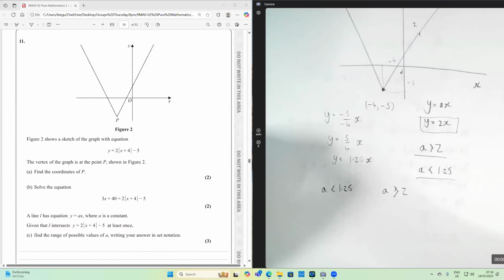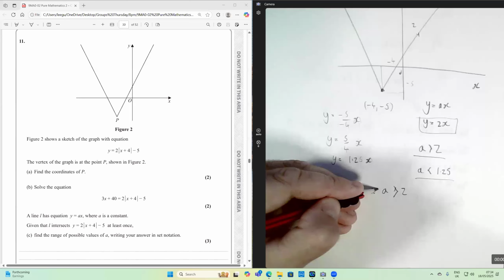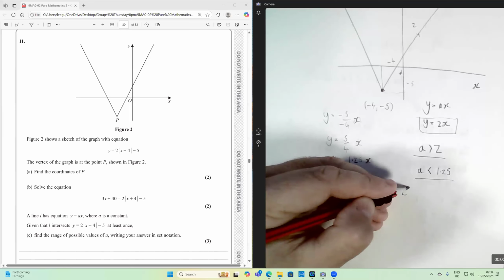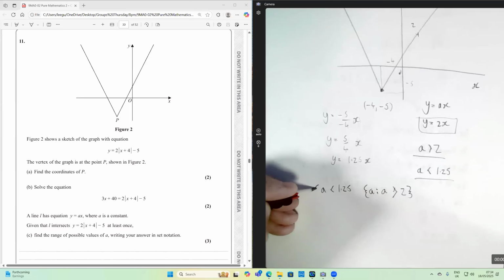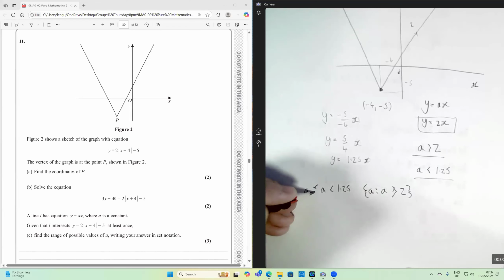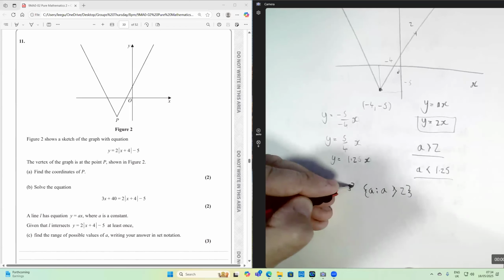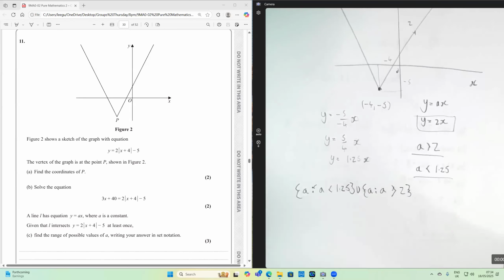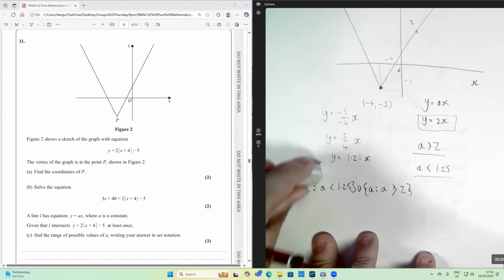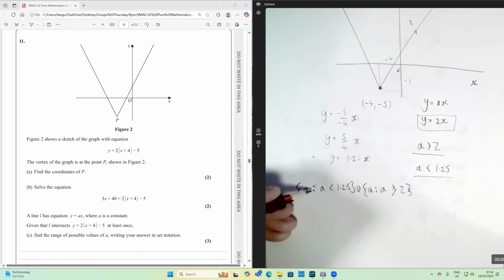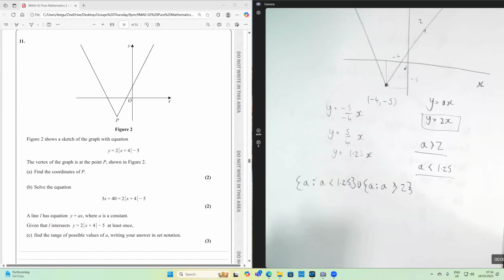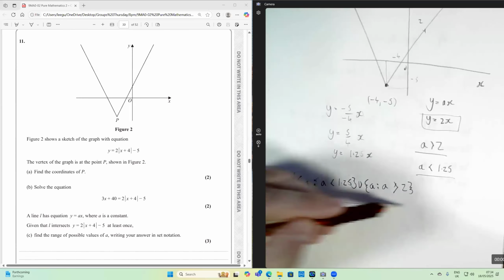And it asks us to represent this in set notation. So using set notation, let's use the old curly brackets. So a is a member of the set of the elements of a is less than 1.25. And because it's or, we use the symbol union, okay? So we're basically saying that a is a member of the set of a is less than 1.25, or a is a member of the set where it is greater than 2. And that is our answer written in set notation.